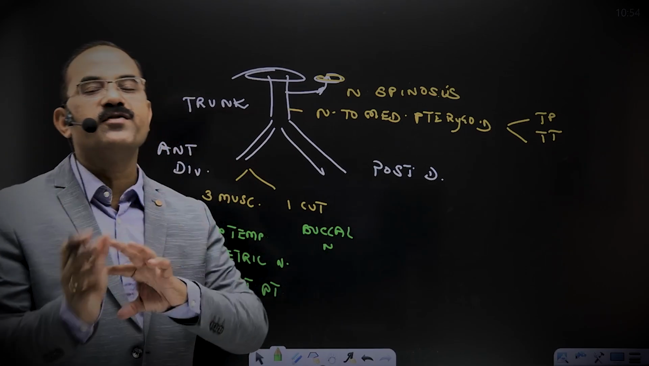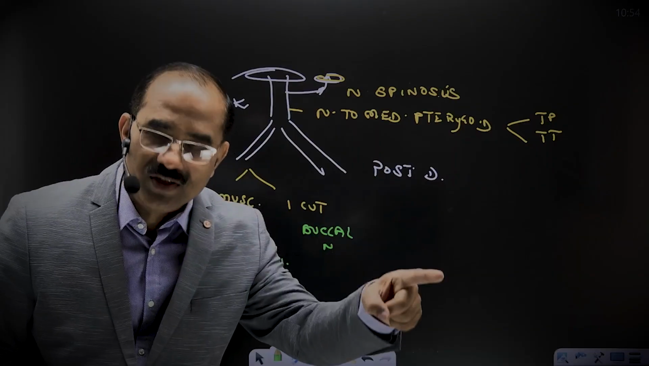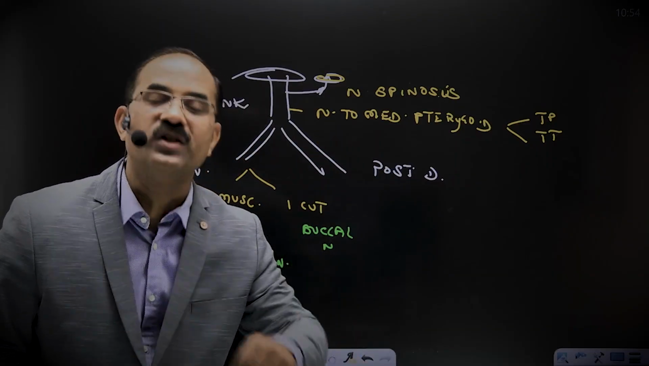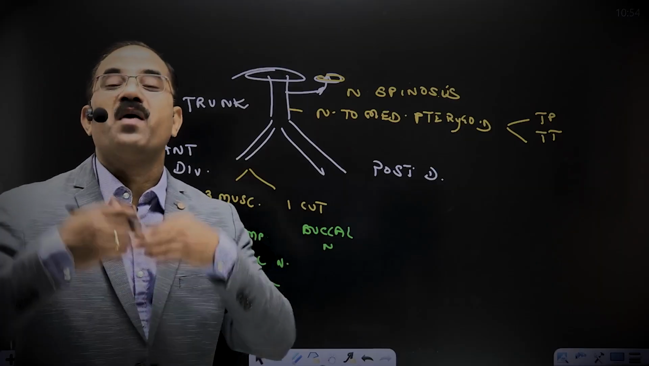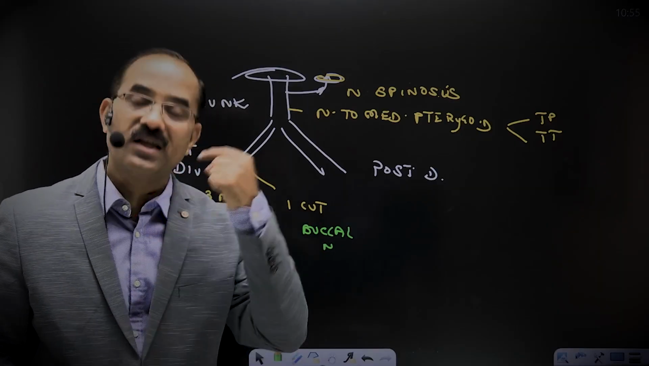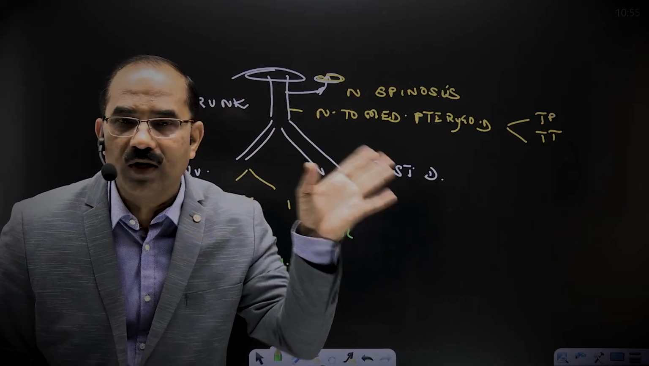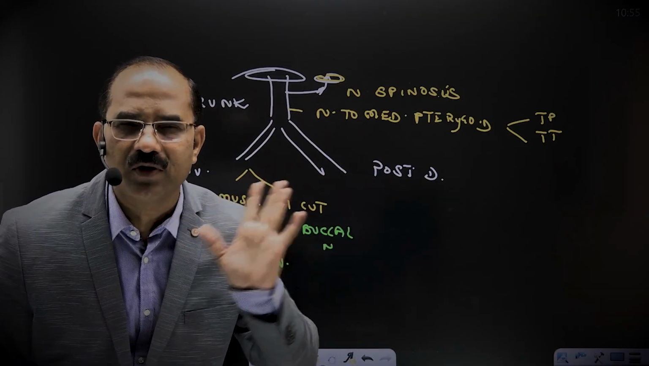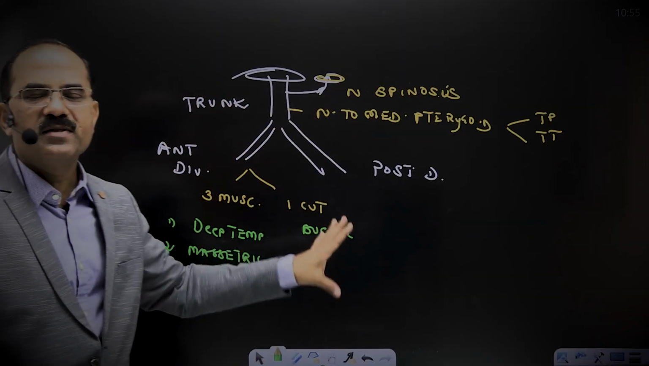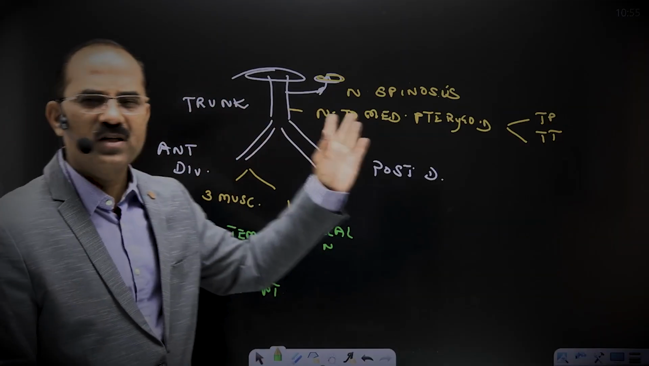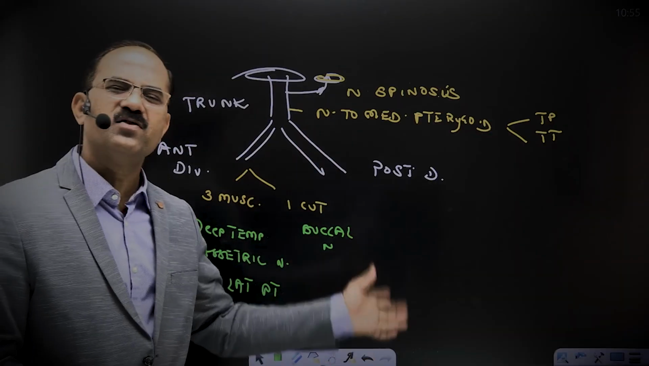There are 2 nerves by the name buccal. One is the buccal branch of the motor nerve, which supplies the buccinator; that is motor. The second is the buccal branch of the mandibular nerve, which supplies the skin over the buccinator; that is sensory. No confusion, students. This is all very, very important. So the anterior division supplies 3 muscular branches to the muscles of mastication and 1 cutaneous branch, the buccal nerve.